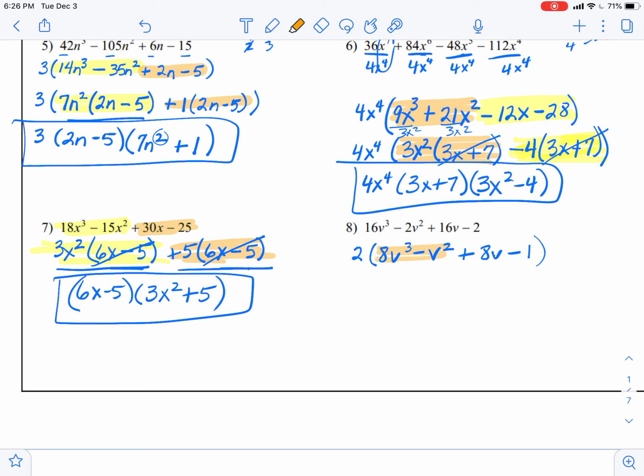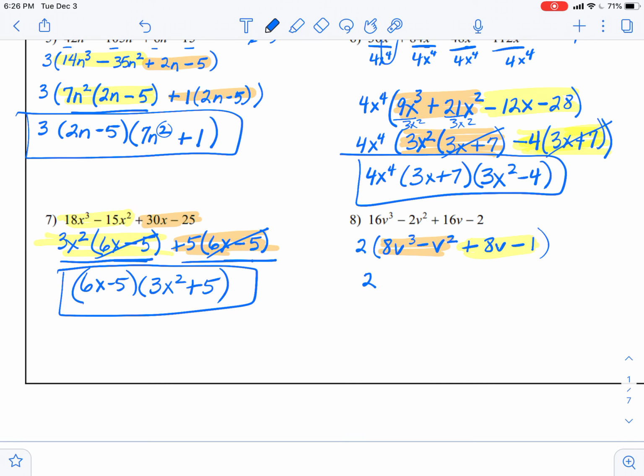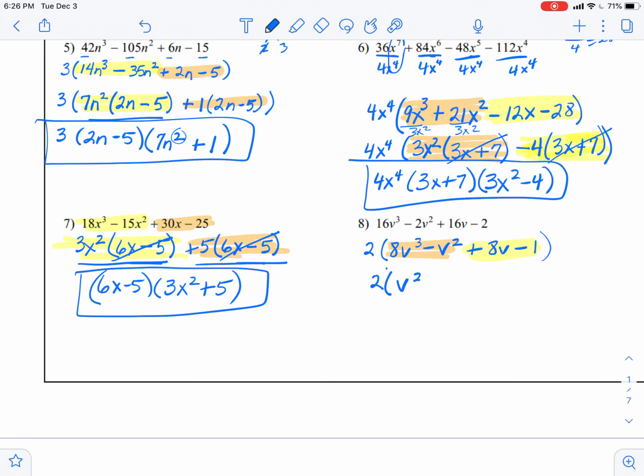Okay, so now we're going to group the first 2. We're going to group the second 2. Okay, and then what do they have in common? So they both have a v squared. If I take the v squared out of the 8v cubed, I'm going to get an 8v. If I take a v squared divided by a v squared, I'm going to get 1, and it's negative. And again, in the yellow, what does 8v and 1 have in common that I could take out? And that is just a 1. That's the only thing. Again, I'm just going to do that mainly just as kind of a placeholder.